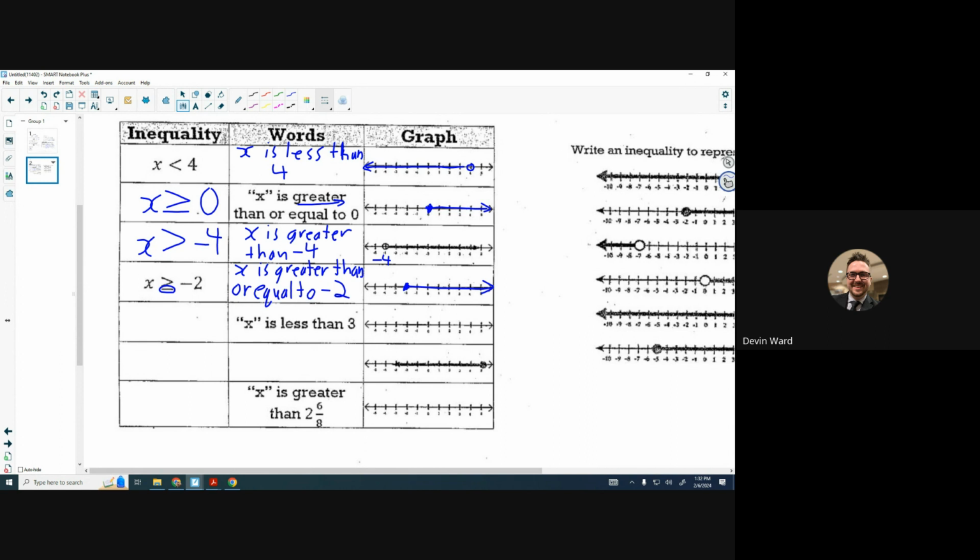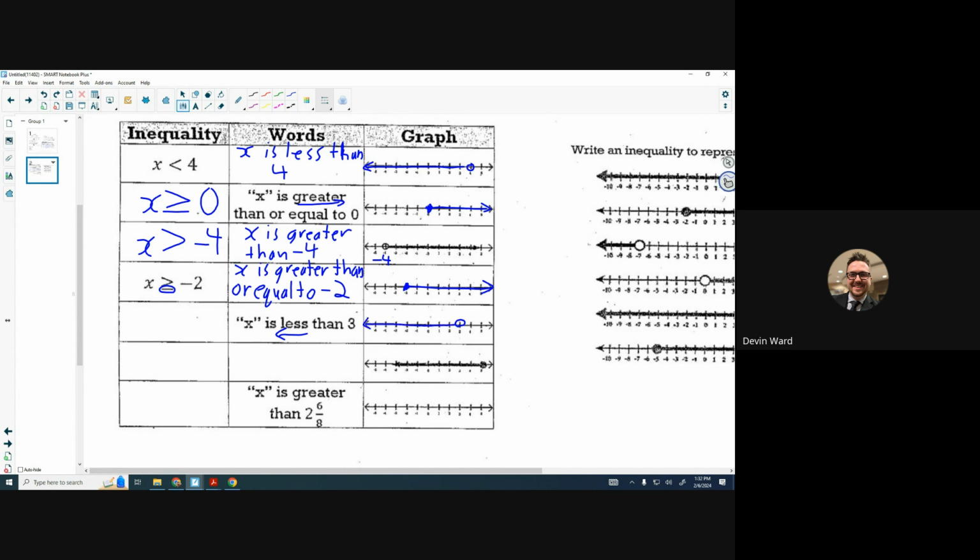So x is less than 3. So I'm at 3. And I can't do a solid dot. Why not? Because it's not equal to that. So do an open dot at 3. Less than means I'm going to the left. Less, left, left, left.